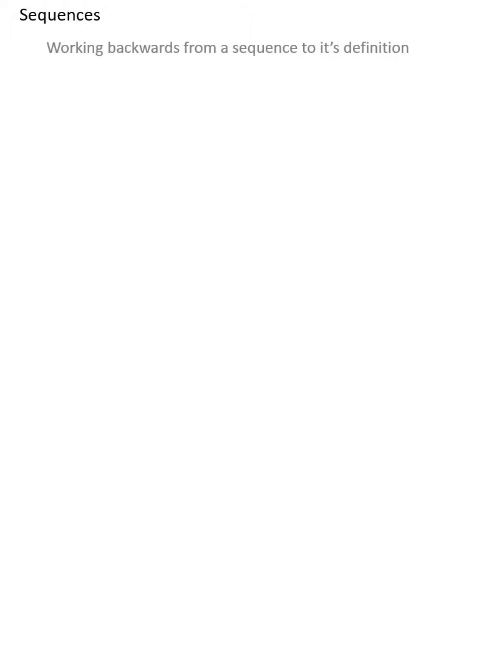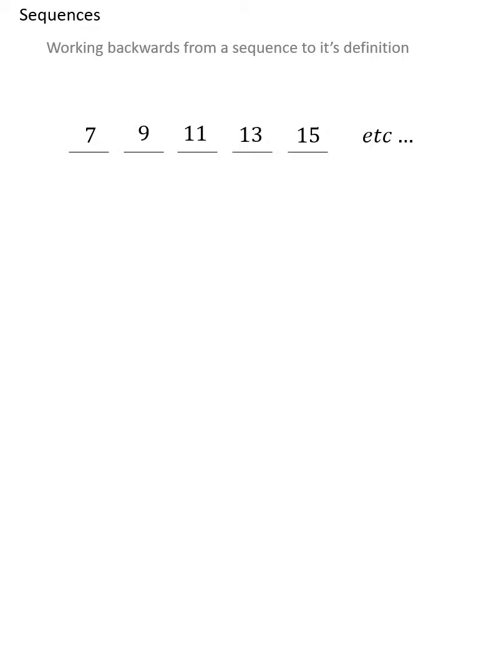Let's look at another example. This time, we're going to work backwards from a given sequence to its definition, sort of like we did on the previous problem for the general term. Here's the sequence: 7, 9, 11, 13, 15, and so on. It's pretty obvious what's happening in this sequence. It's just odd numbers starting at 7.